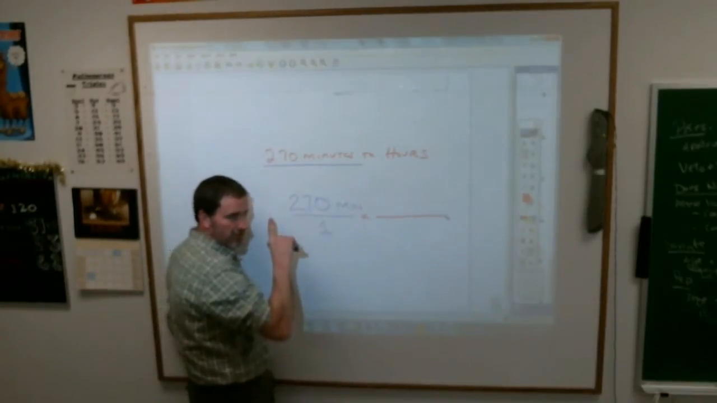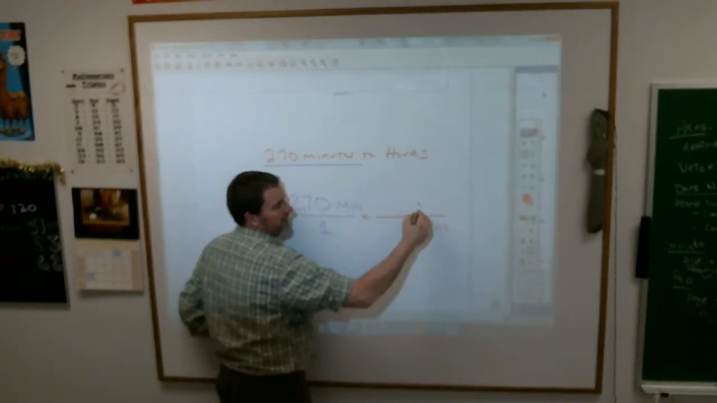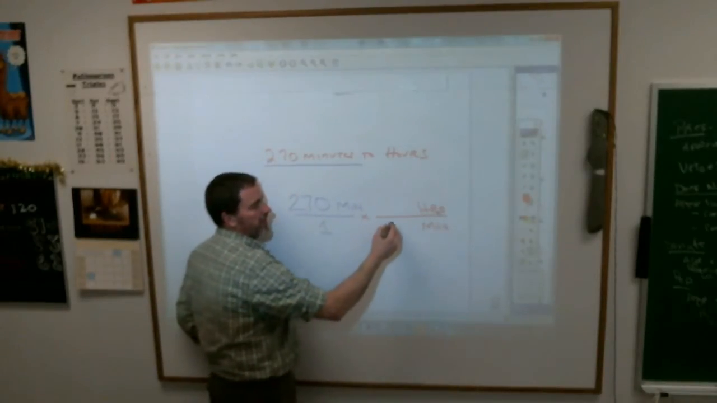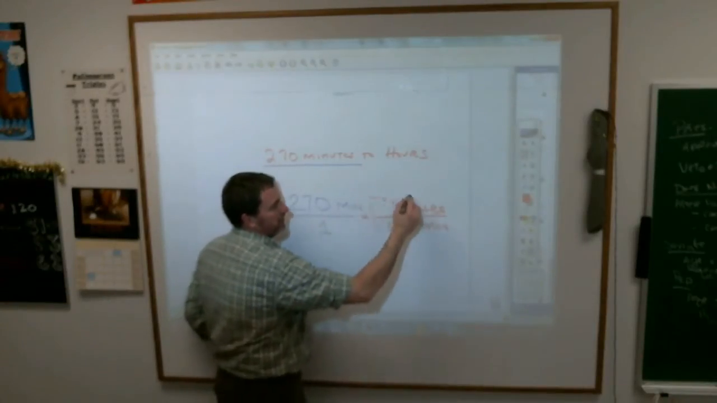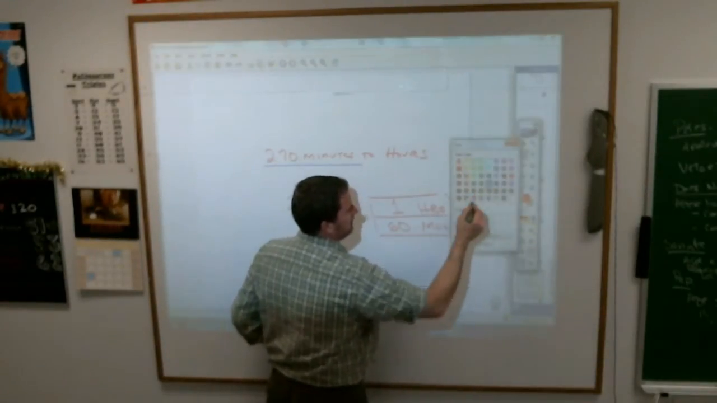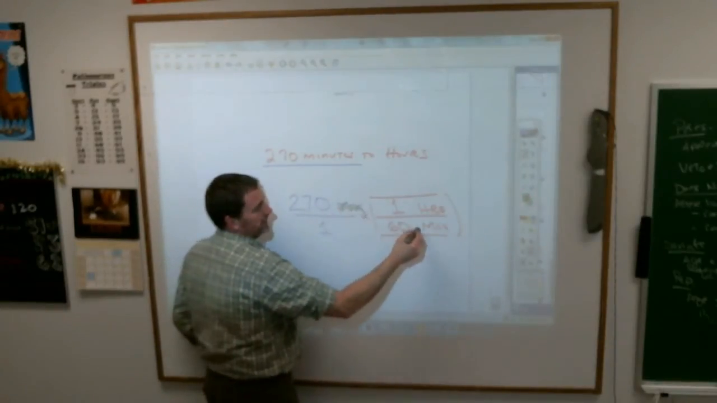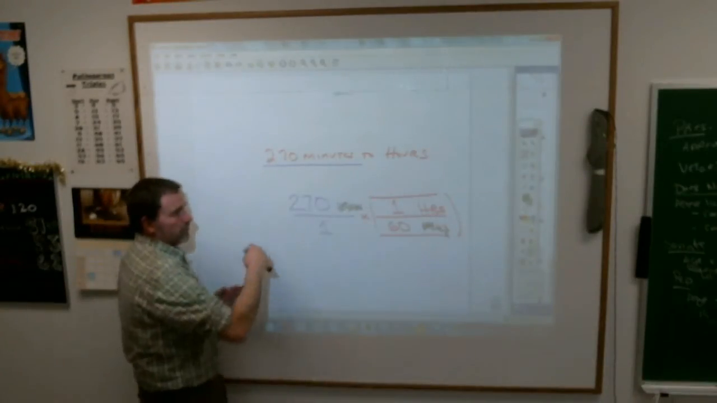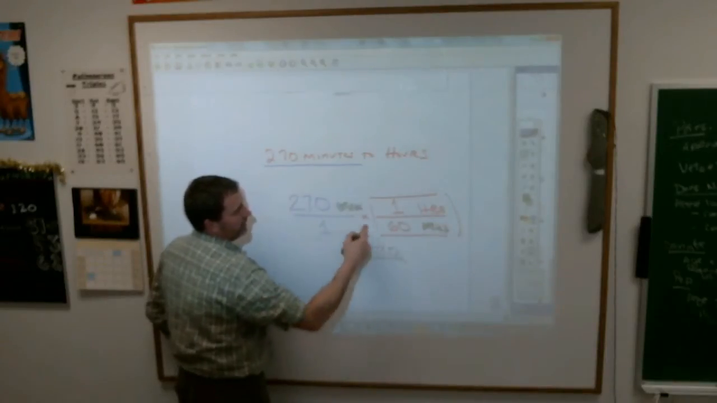Where does minutes have to go? Minutes have to go on the bottom because the label has to cross off. Hours has to go on top. And I know there are 60 minutes in 1 hour. This is what we call our unit multiplier, our conversion fraction. And the beauty of this is this. Minutes cross off because it's the same thing on top as on bottom. If I multiply across here, I end up with 270 times 1 over 1 times 60.